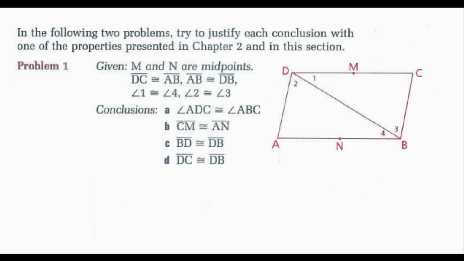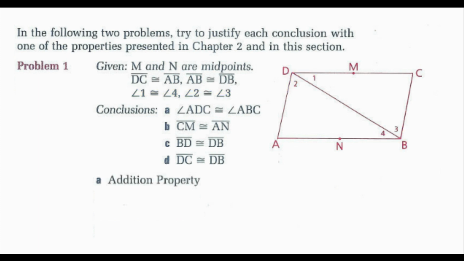So let's look at A. Angle ADC is congruent to angle ABC. So ADC is this angle, and ABC is this angle. Notice ADC and ABC are made up of angle 1 and angle 2, and angle 3 and angle 4. I have that angle 1 is congruent to angle 4, and angle 2 is congruent to angle 3. So if I add congruent angles to congruent angles, then their sums will be congruent. So I can state that angle ADC is congruent to angle ABC by the addition property.